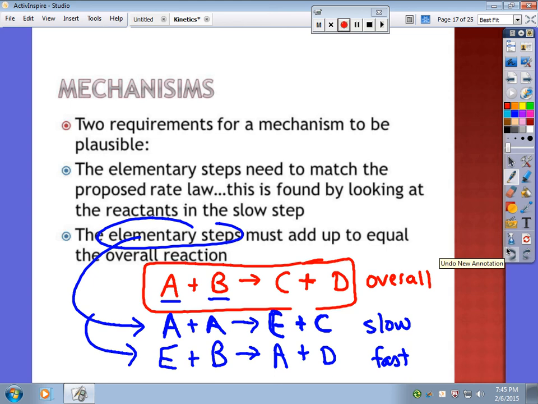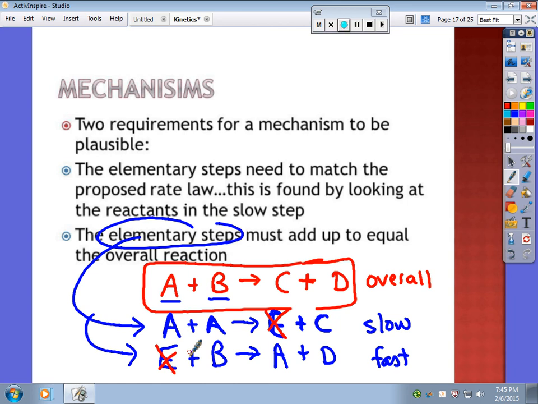So sometimes they thought that reactions just took a long time to happen. They didn't know why. Now they know why. They can slow it down. Why do we call E an intermediate again? It's made by one step and it's used up by the next, and you never see it in the overall reaction. That's the definition for an intermediate.